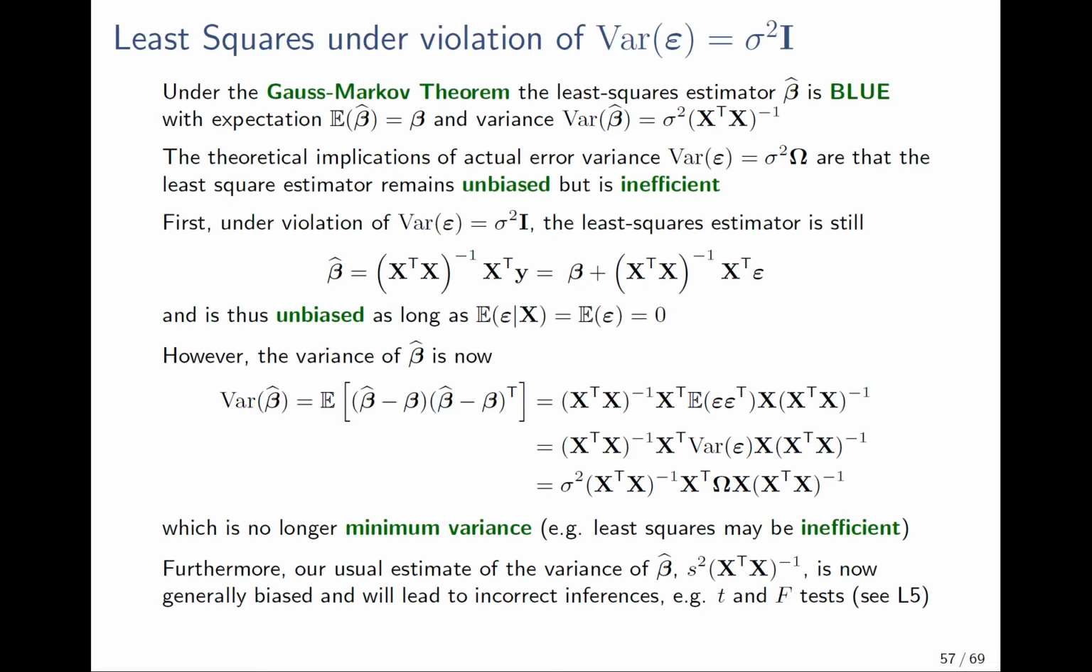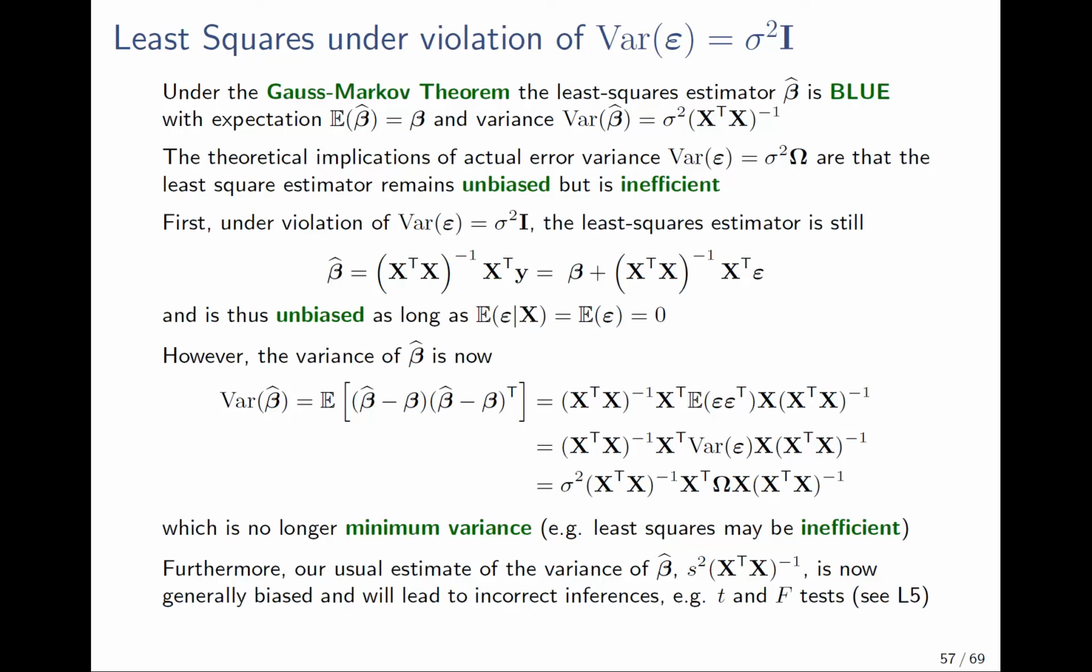The estimator is still unbiased because this term here is going to disappear. However, when we compute the variance, we now have to plug in sigma squared omega for the error variance, and we end up with this expression at the bottom of the slide: sigma squared times (X transpose X) inverse, X transpose omega X in the middle, (X transpose X) inverse. And that is no longer minimum variance. Least squares under those conditions may be inefficient.